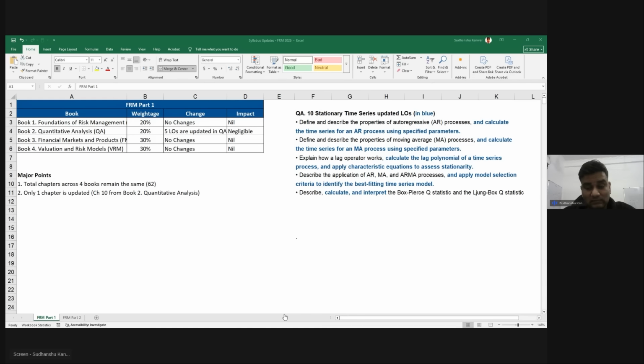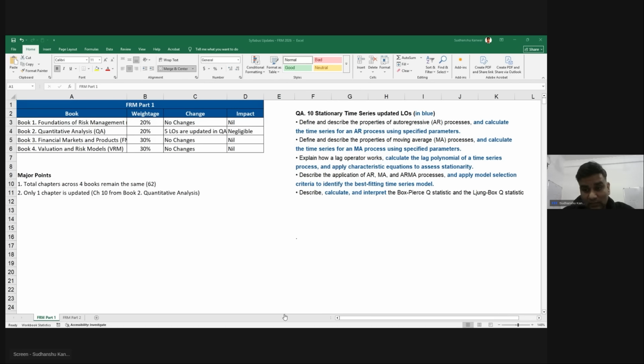So what is exactly going on? The FRM committee is signaling that please don't just know the concept of autoregressive or moving average, but also be able to compute them, interpret them, or test them. The updated learning objectives emphasize this clearly, and those have been highlighted in the Excel sheet also.